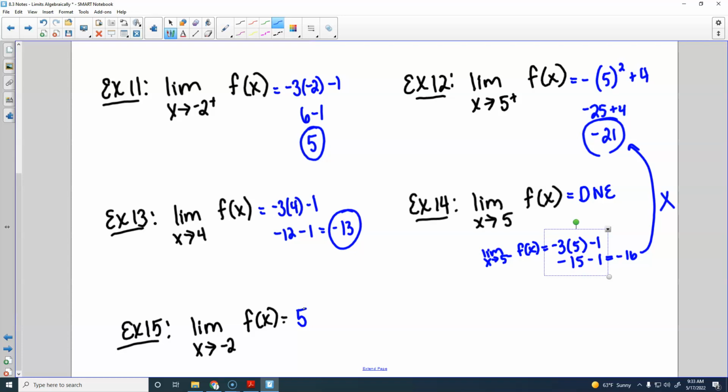Okay, questions? So if you can plug it into both equations and get the same number, then that limit exists and is that number at that point. If you plug it into both equations and they're different, that limit does not exist at that point.